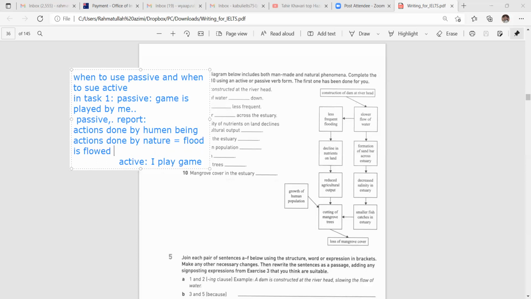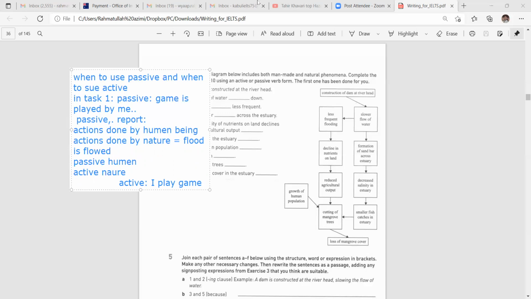Why? Because this is a natural thing. It is not done by human beings. It is done by God Almighty. So that's why you cannot use passive voice here. Am I clear so far? Yes, sir. Shazia and Zahra, in tomorrow's writing, I want to see passive if the action is done by a human being. I want to see active if it is done by nature.